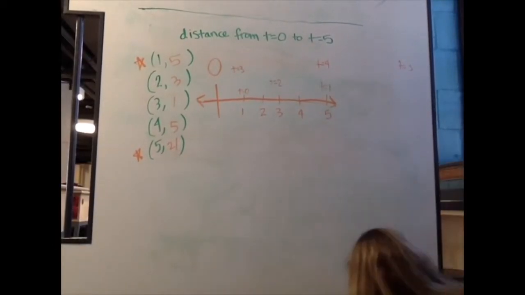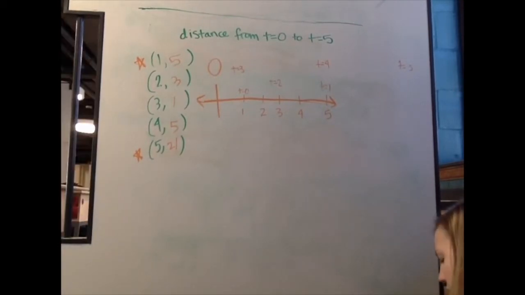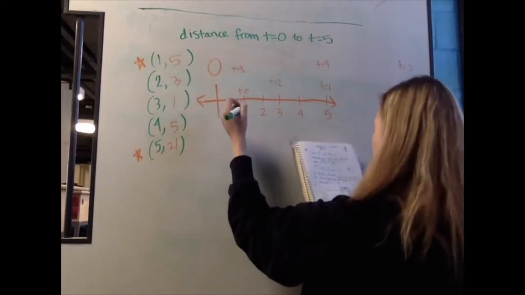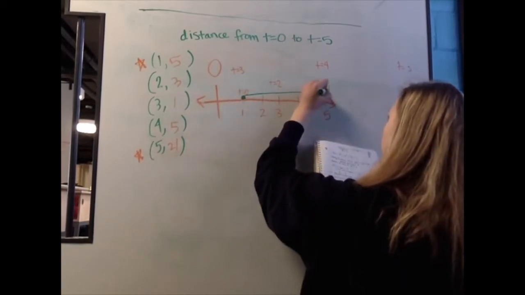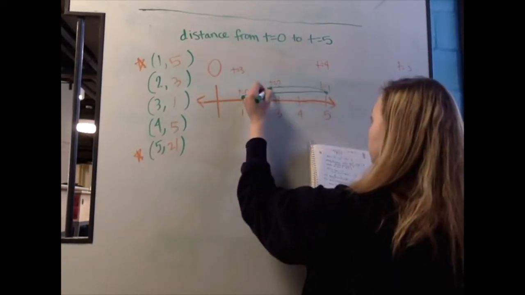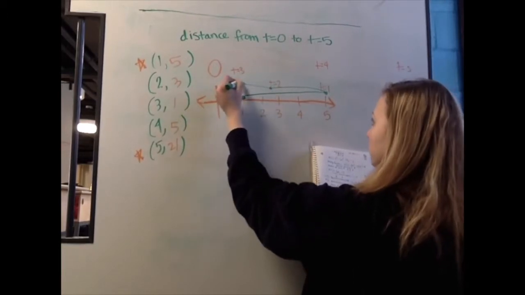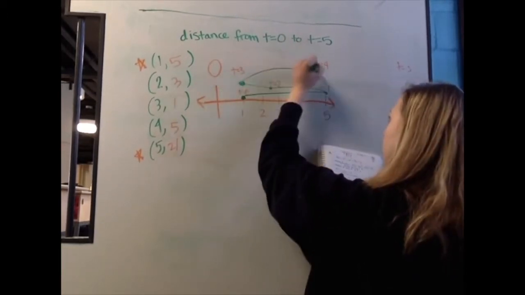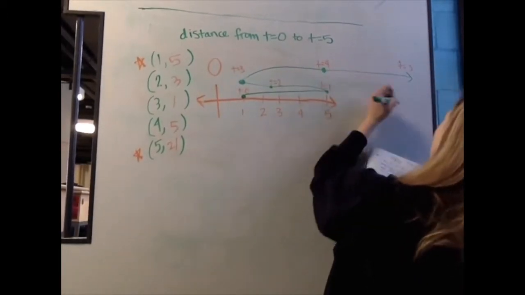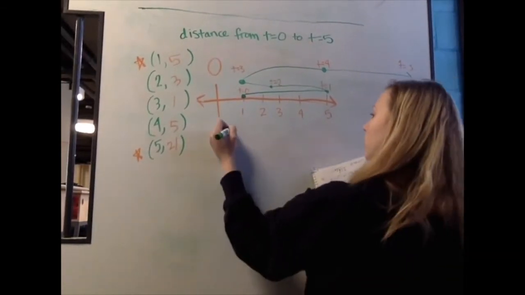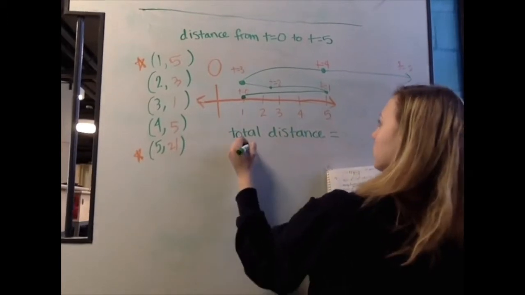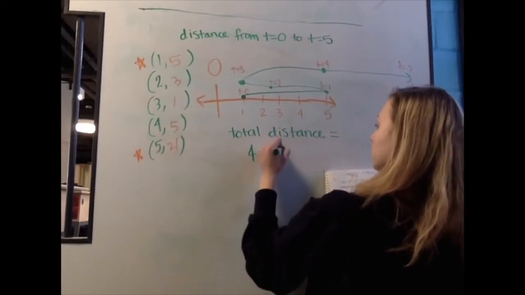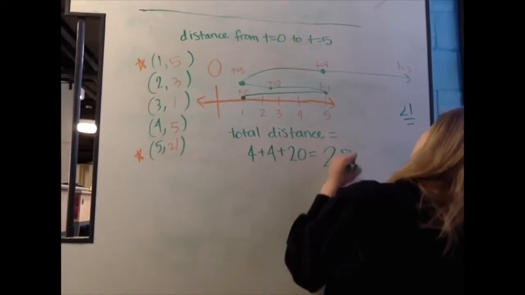x values into the equation, and you first find that it goes from t equals 0 at 1 to t equals 1 at 5, to t equals 2 at 3, to t equals 3 at 1, to t equals 4 at 5, and t equals 5 at 21. So the total distance traveled is 28.